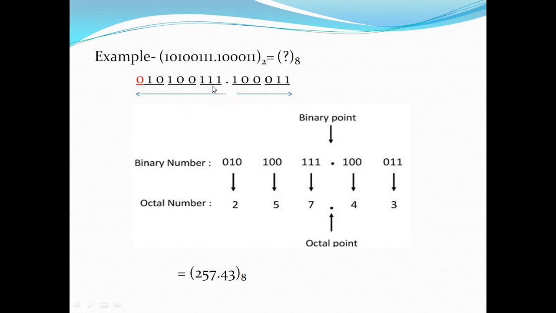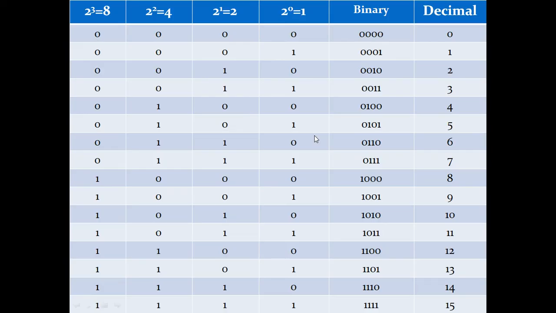So we have done the pairing. First pair is 111, second pair 100, third pair is 10. We have added 0 here. And for the fractional part, 100 is the first pair, 011 second pair, and simply replace these groups by their octal equivalent. So 010 is represented as 2, 101 is 5, 111 is 7, 100 is 4, 011 is 3. So we have the answer now, 257.43. This is the octal equivalent of this binary number.